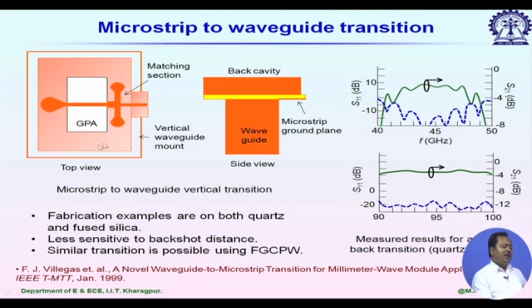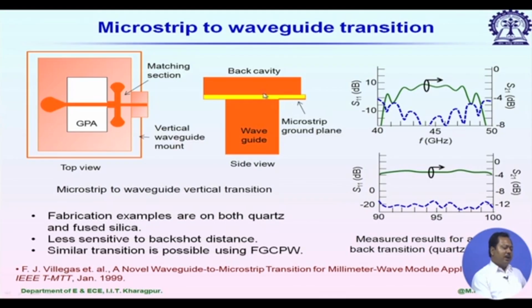Now, how it is placed inside the rectangular waveguide, you can see the right hand side picture is showing the side view. So, this ground plane aperture opens inside the rectangular waveguide, and just above the strip, we have a back cavity, and the cavity height is lambda g by 4, but it is not very sensitive to this lambda g by 4, just like the previous one. It can be a little less or more than lambda g by 4. Then right hand side, you can see the microstrip line.